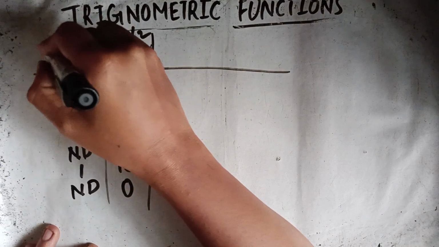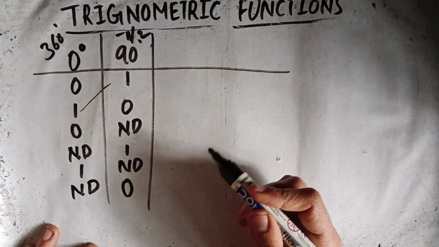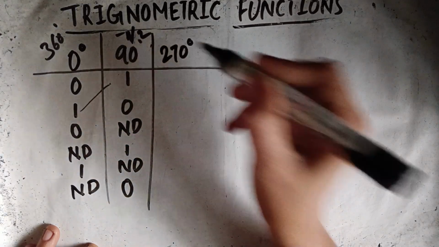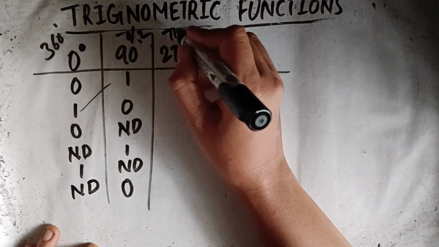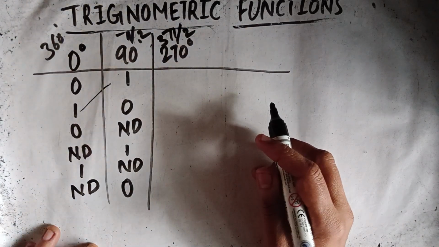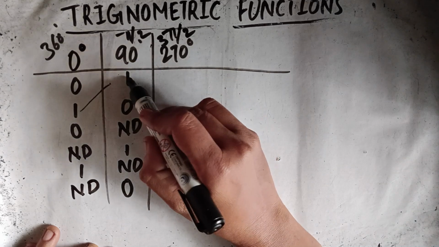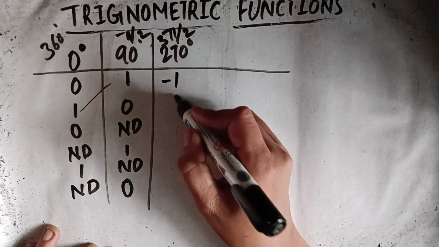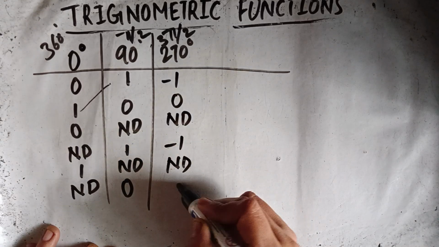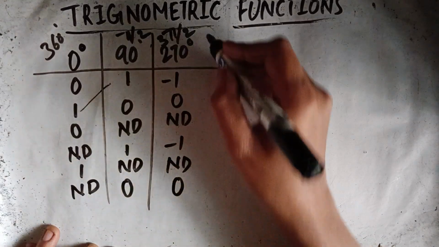And 0 degree is the same as 360 degree, and 90 degree is the same as 270 degree. I'll draw the graph and show that 270 is 3 pi by 2. So this is 1, so this will be minus 1. Minus 1. These are done.